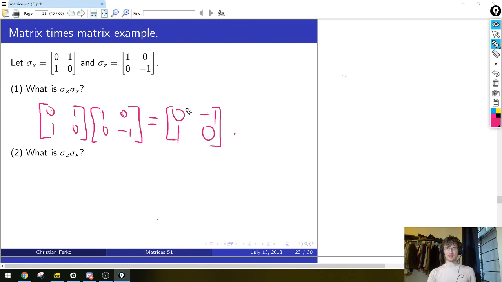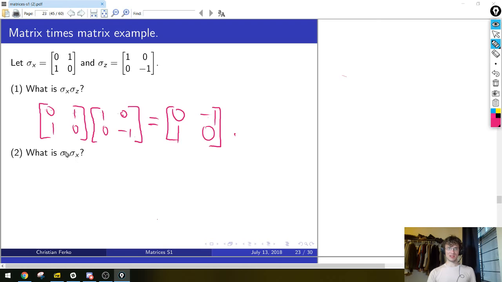So in problem 3 of Matrices Challenge 1, you will take all products of these, which is actually quite important. The products of these are directly related to the uncertainty principle. So this is, in some sense, the most important application of matrices. So let's do one more.